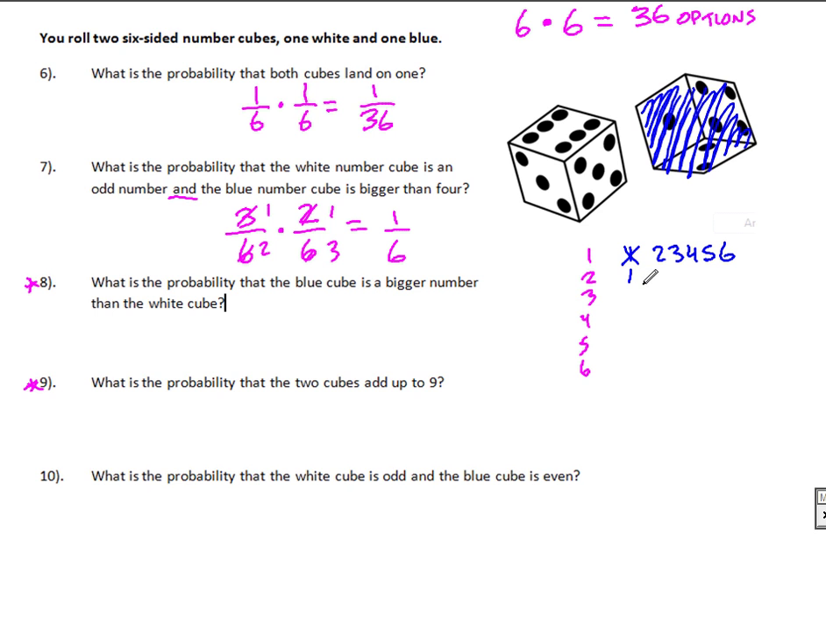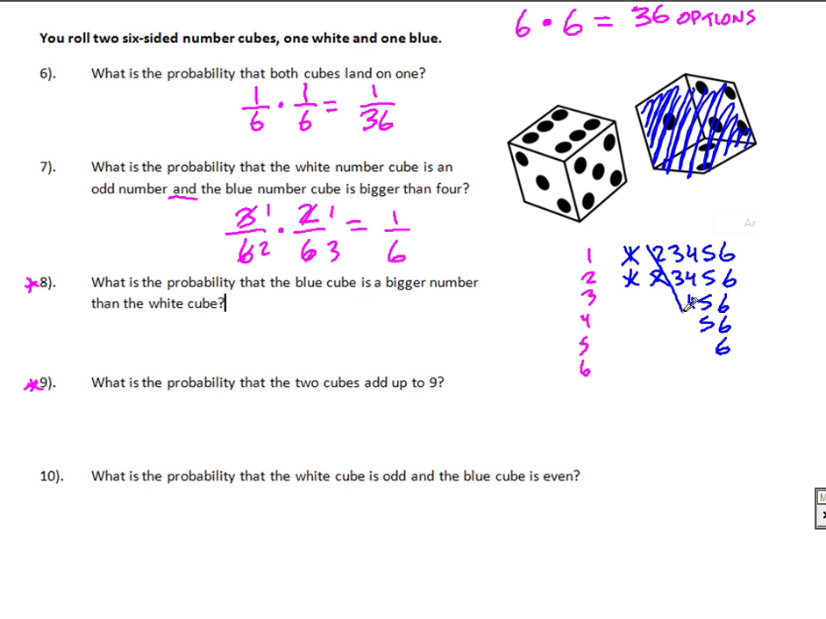For 2, well, 1's not going to work, 2's not going to work because they're not bigger, but 3, 4, 5, and 6 all do work. For 3, 4, 5, and 6 will work. For 4, a 5 and a 6 will work. For 5, only 6 will work. And if I roll a 6 on a white cube, there's no way I'm going to get anything bigger.